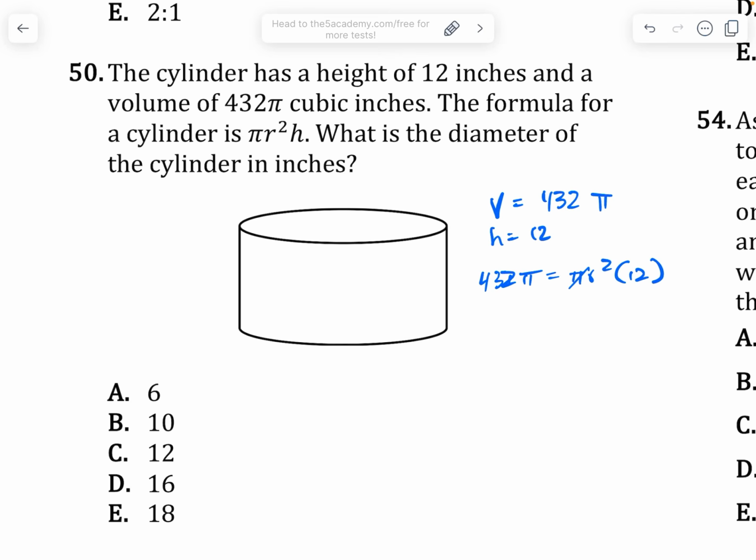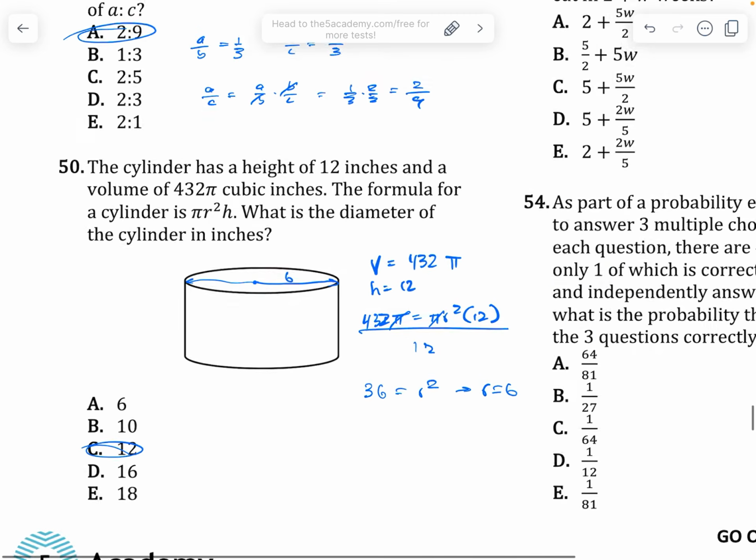So divide both sides by pi, they cancel out. 432 divided by 12, what is that? 432 divided by 12 is going to give me 36. 36 is equal to r squared. r is equal to 6, okay? We're asked for the diameter. It's just going to be double that. It's going to be 12. Okay.